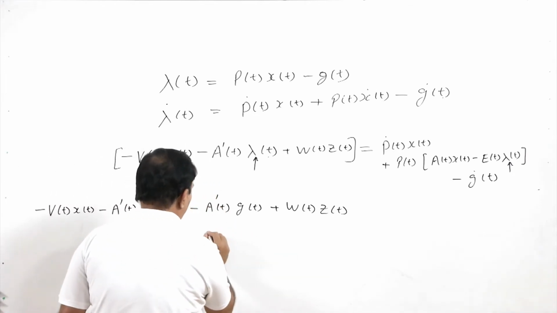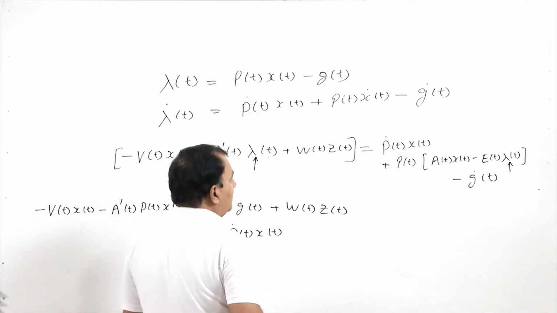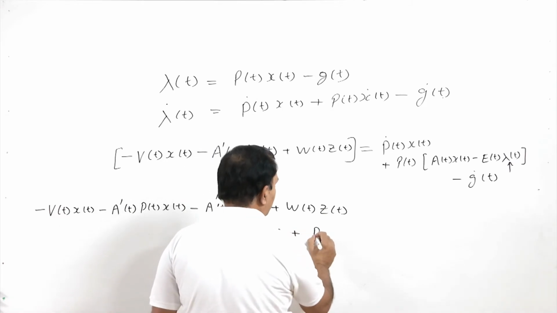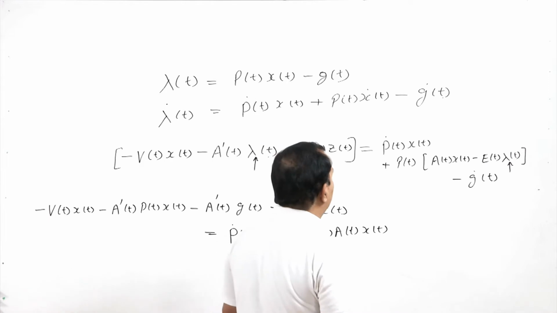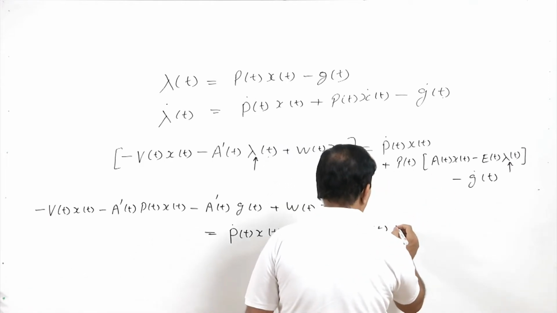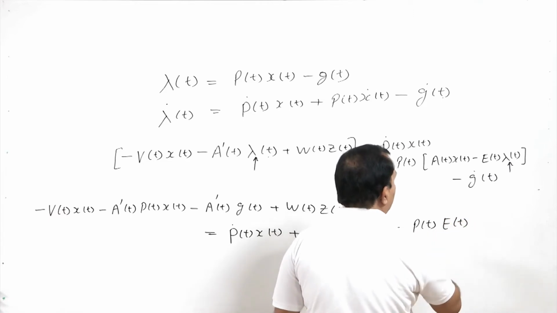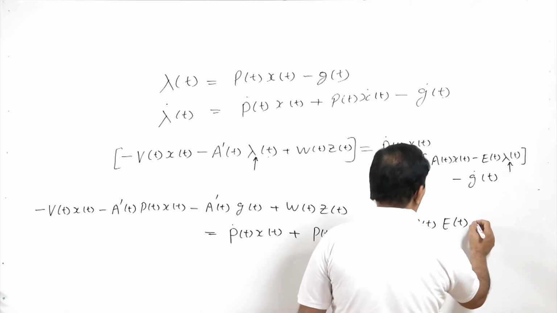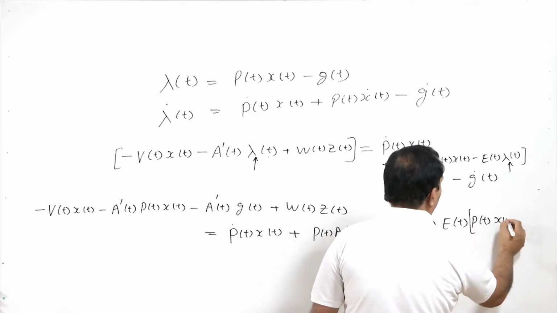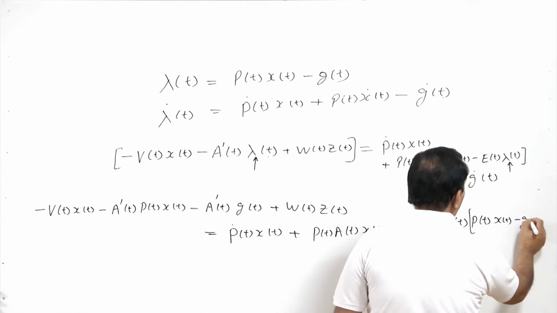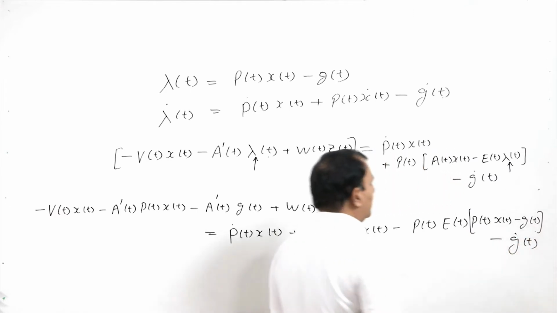So, this is my left hand side, and the right hand side is p dot of t x t plus p t a t x t minus p t e t, and in place of lambda t we are writing p t x t minus g t, minus g dot of t.